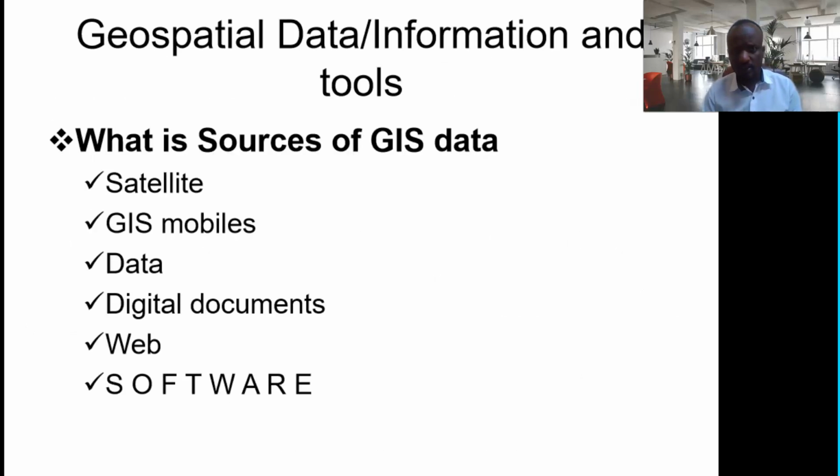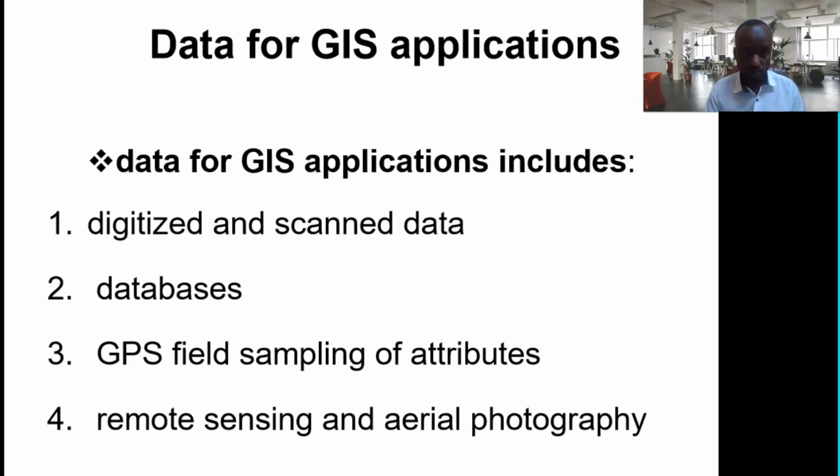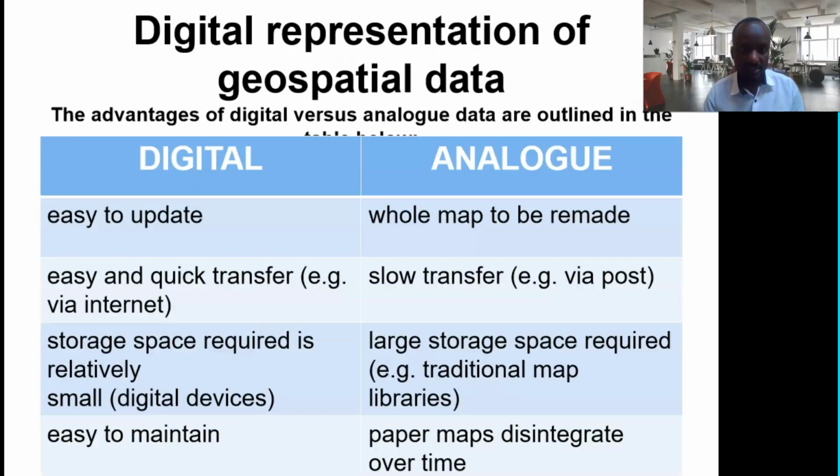So now let us come to geospatial data, information and tools. The sources of GIS data can be, as we have said, satellite, especially for remotely sensed data, GIS, mobiles, digital documents, web, and different kinds of softwares. Data for GIS applications includes digitized and scanned data, databases, GPS field sampling of attributes, remote sensing, and aerial photography from different kinds of satellites and aircraft.